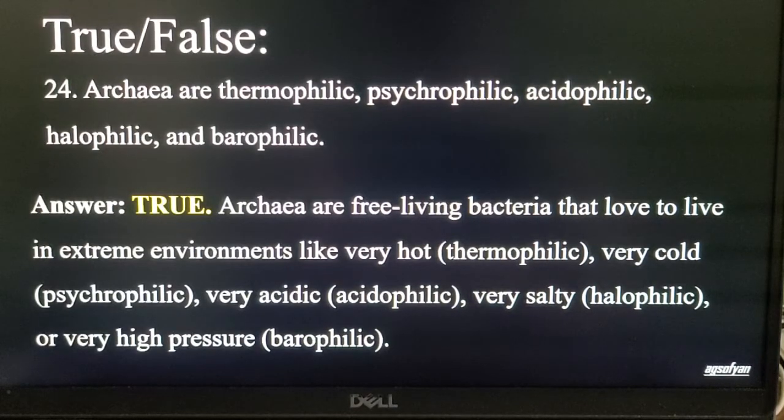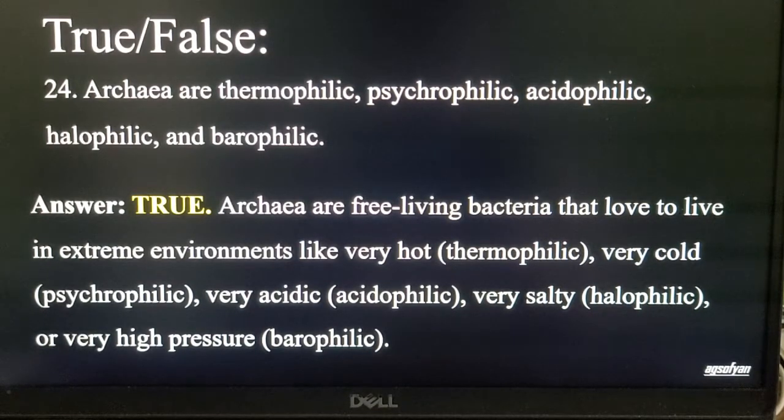So there are some Archaea that also live in extremely cold environments. Maybe they live, for example, in Antarctica, in the North Pole or South Pole. So it's going to be psychrophilic bacteria. It's going to be Archaea.